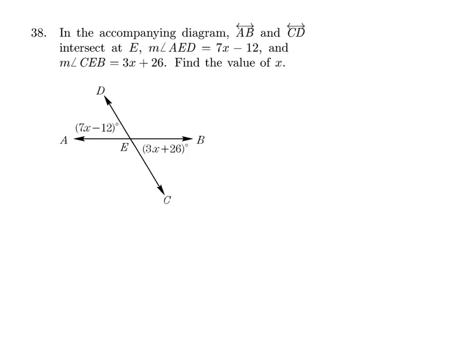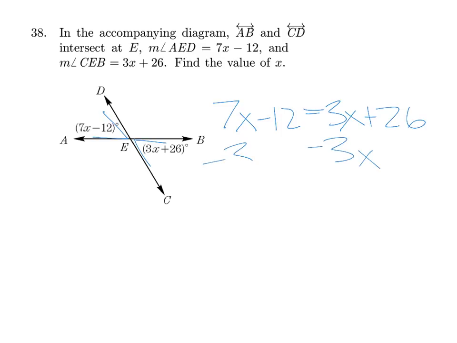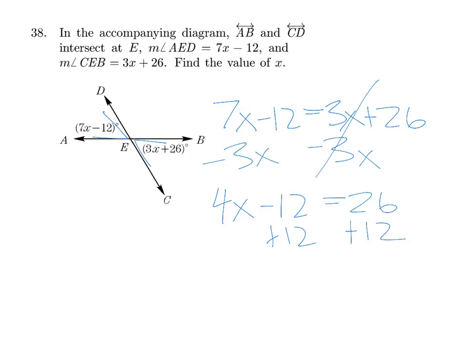In the accompanying diagram, AB and CD intersect at E. They tell you 7x minus 12, 3x plus 26. Find the value of x. Same deal as before. Once again, these are vertical angles, so set them equal to each other. Subtract 3x. All right, just do all your work step by step. Often students try to add 12 over in their head, and then they accidentally subtract 12. See it all the time. Just take it step by step.